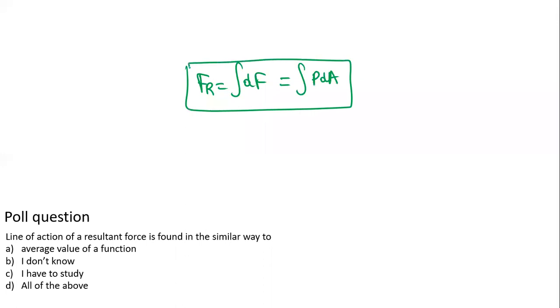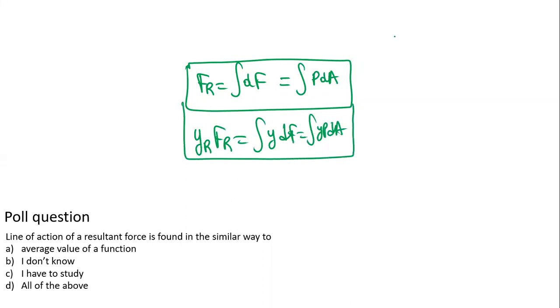This is the first equation. And the second equation, when you are trying to find the line of action of FR, is that yR times FR will be equal to the integral of y dF, or y p dA. That one was the second equation. Okay, now let's go.